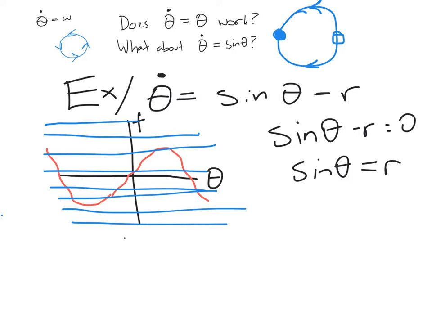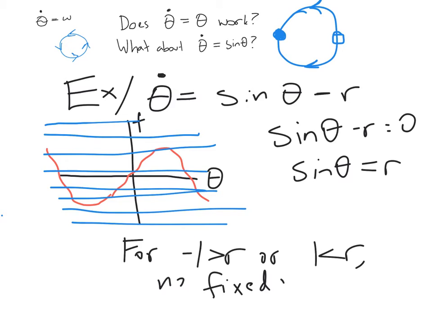So for r less than -1, or r greater than 1, no fixed points.